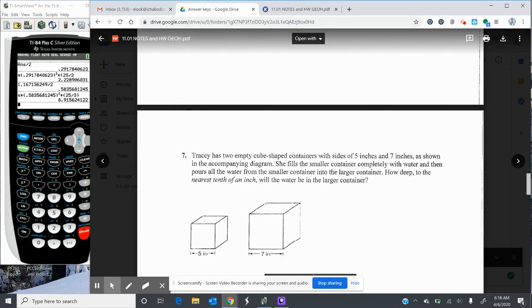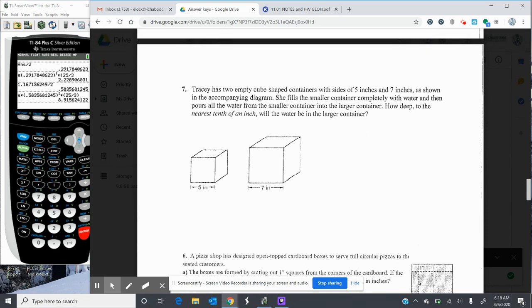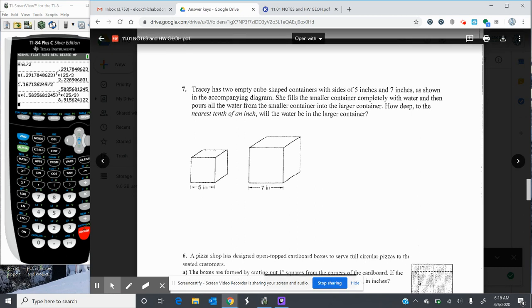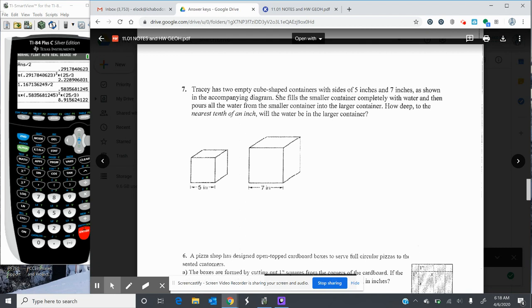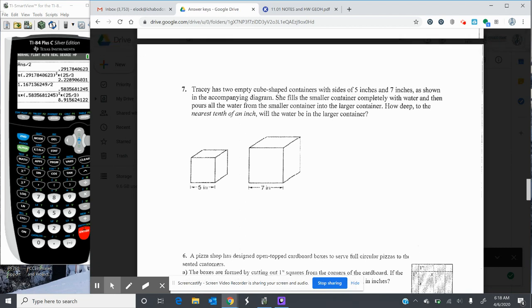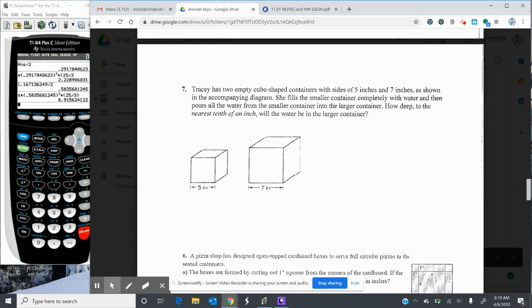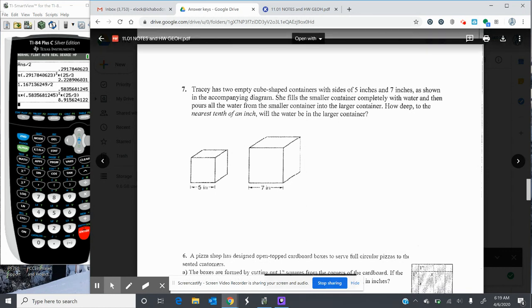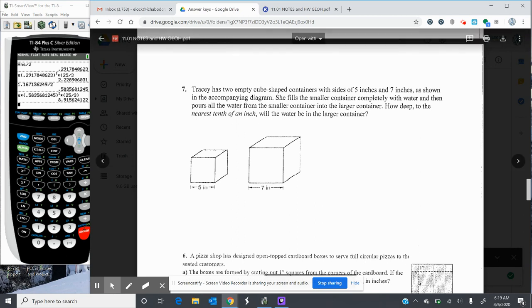I'm going to go to the back page, number 7. And this is another application question. Tracy has two empty cube-shaped containers with sides of 5 inches and 7 inches, as shown in the accompanying diagram. So we have one cube that measures 5 by 5 by 5 and another measuring 7 by 7 by 7. When they tell you cube, it means equal-sided, so it's going to be all squares. She fills the smaller container completely with water, then pours the water from the smaller container into the larger container. How deep, to the nearest tenth of an inch, will the water be in the new container?